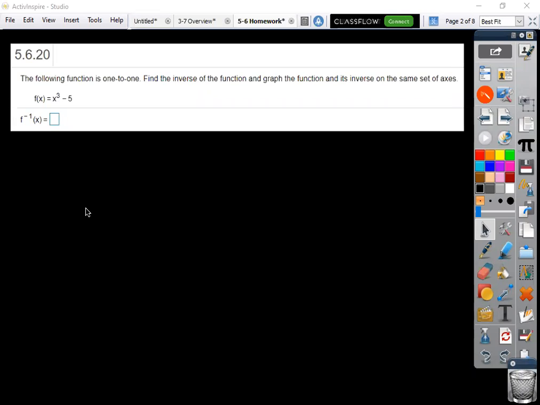Okay, so we have this function f of x equal to x to the third power minus 5. They tell us that it's 1 to 1. We could also think of it this way. A normal x cubed is here, and then this minus 5 means it moves down 5. So this point where it flips would be just down there.